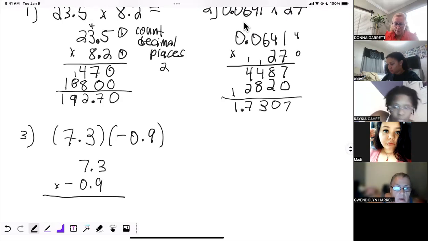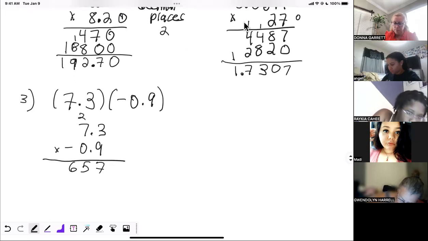9 times 3 is 27. 9 times 7 is 63. 64, 65. I could add a 0, but I really don't need a 0 because if I add a 0, I'm just multiplying 0, right? So it's going to be 0 anyway. So that's pretty much my answer, except I'm going to bring this negative down so I don't forget it.